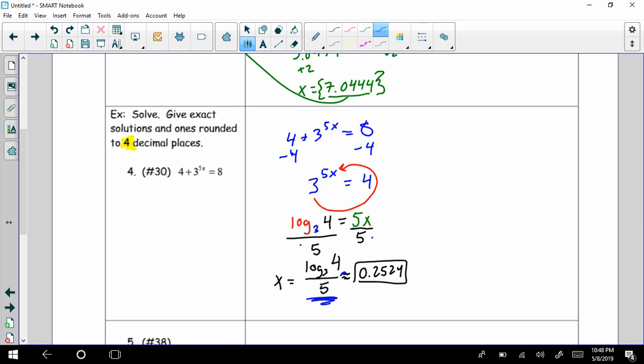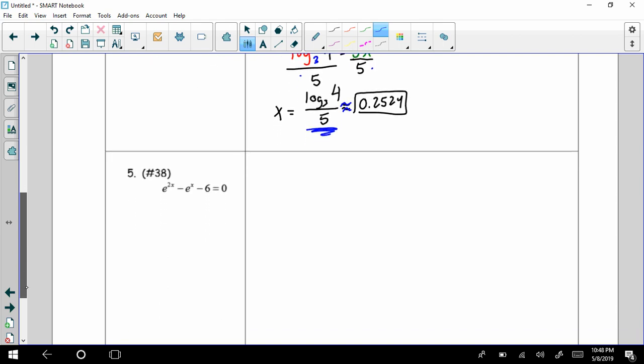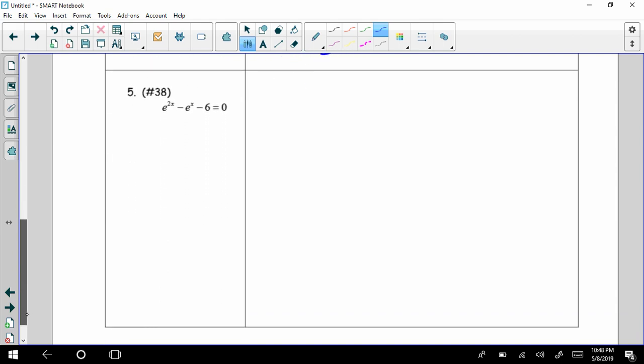We do want to use approximately here, but by isolating the x first before I type it in, it does give me a little bit more of an accurate answer. Up here, I should have used that approximate symbol as well. Okay. And so that's it. Again, you could plug that in and double check yourself, but you should have the same answer.